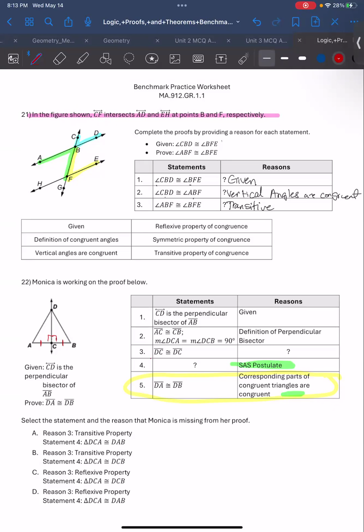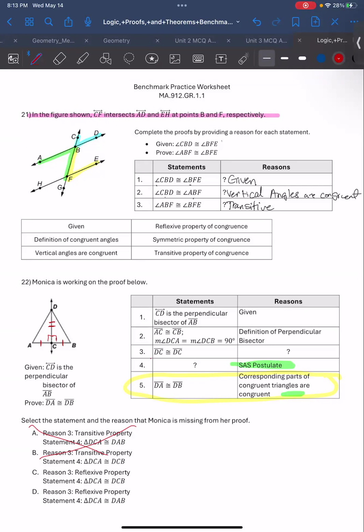Which property is that one? Reflexive property. It is going to be the reflexive property. So automatically I have eliminated options A and B. So now I'm looking at the reflexive property. So now the last thing says something by SAS.